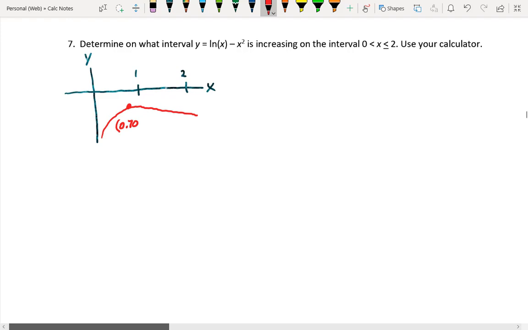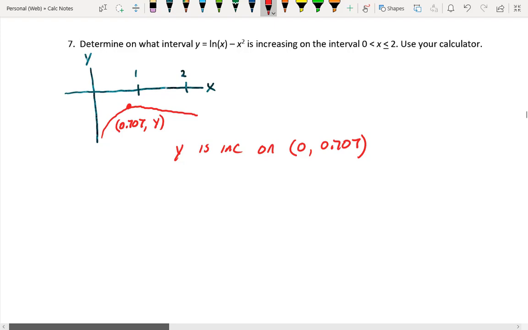0.707. And the y part of that, which I don't even think we really need to answer this question, was like 0.8. I don't remember, but to answer the question, I really don't even need it. So I'm just going to put y right there. So y is increasing on the interval from 0 to 0.707. All right, that's all they were really asking for there.